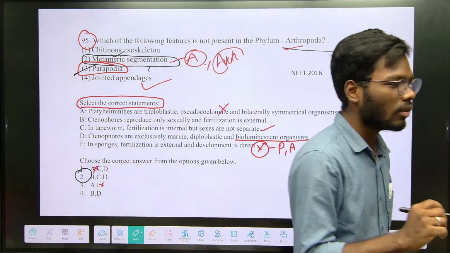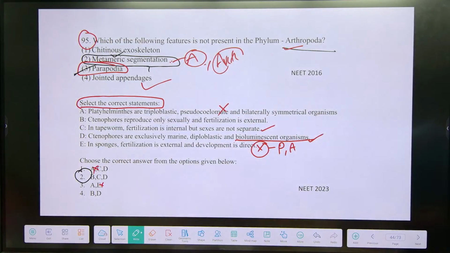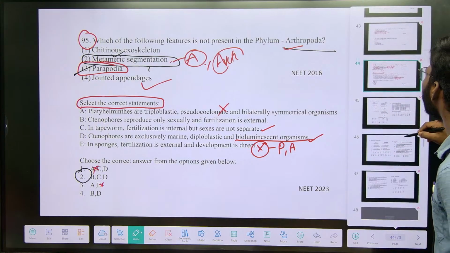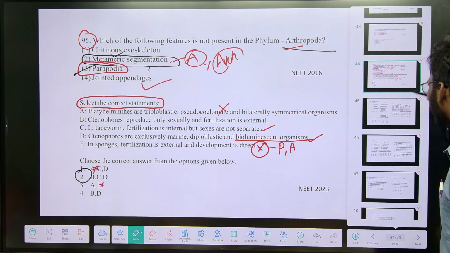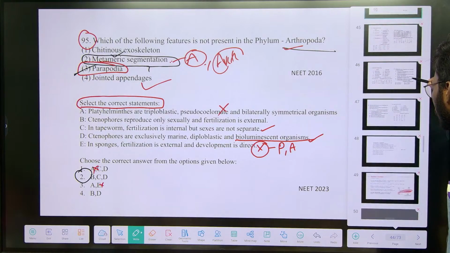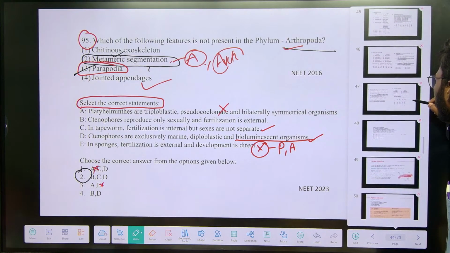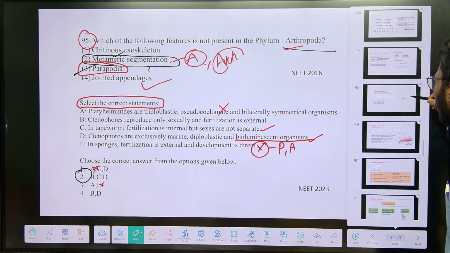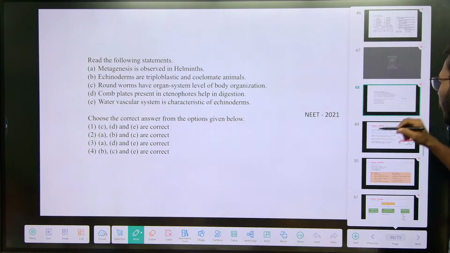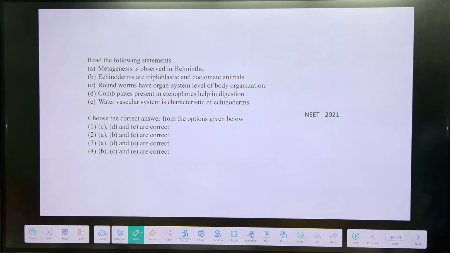So this is a lengthy question, but it is a statement-related question, a simple question also. So the next one, this is completed. Plan area is also done. Yeah, final question.